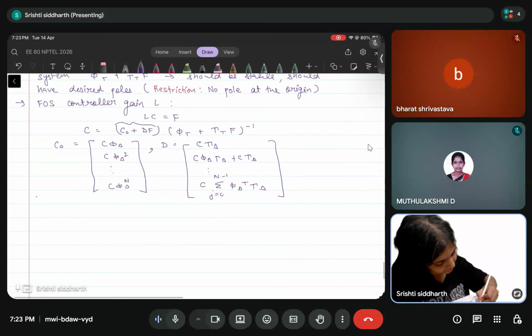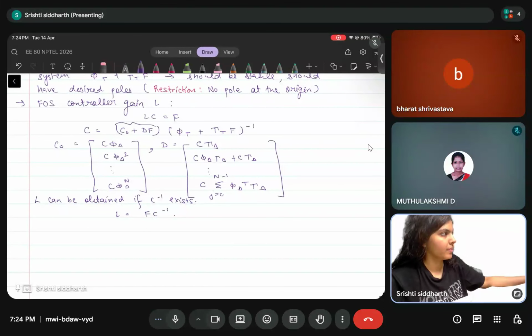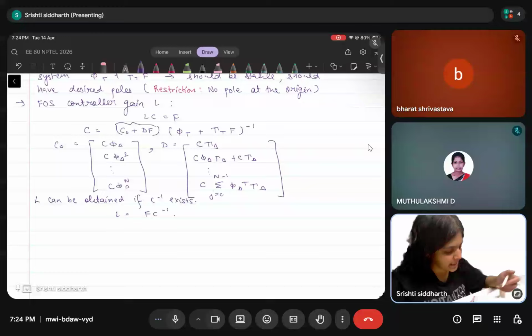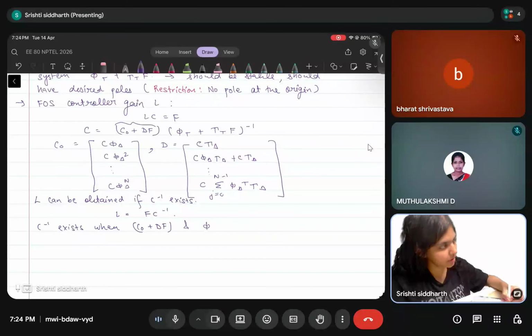So L can be obtained if C inverse exists. In this case, L is simply F C inverse. When does C inverse exist? C inverse exists when C0 plus D F and phi T plus gamma T F are invertible.